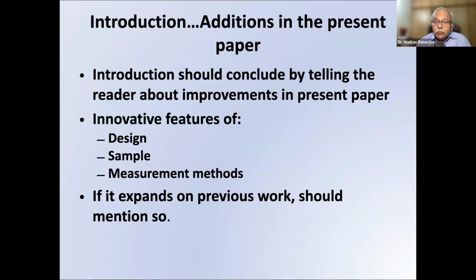And then the last most important paragraph: improvement in the present paper. Innovative features may be in the design. As I say, it may be a case control study or doing a cohort study. That's an improvement. Or earlier studies were cohort, and you are doing an RCT or a bigger sample. Or your measurement methods must have changed; you have got better measurement methods. Or if there is nothing, you are expanding on previous research, so you can say that.